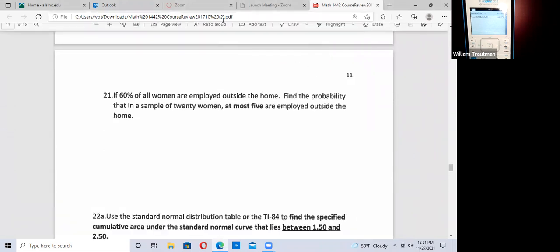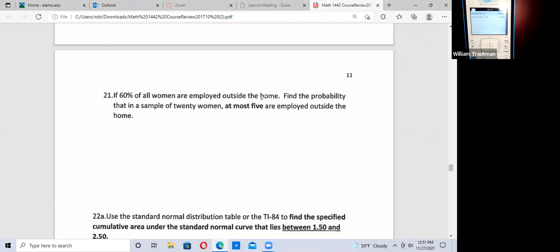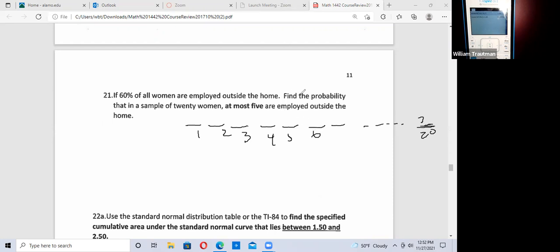Question 21. If 60% of all women are employed outside the home, find the probability that in a sample of 20 women, at most 5 are employed outside the home. So 20 women, 1, 2, 3, 4, 5, 6, 7, 20. I'm going to put a blank and put a 20. So it says find the probability if 60% are employed. So the probability that employed outside the house is 60%, 0.60.